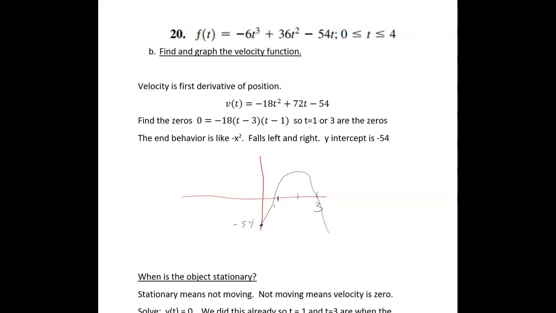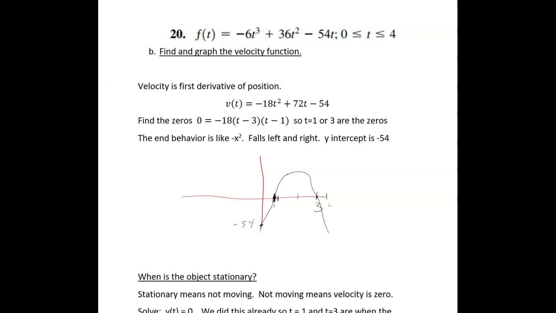I go around, I cross at 3. I'm going to cheat a little and make that my 1. But you can see it goes about like that. But what's important is that I can see that this is at 1 and this is at 3 of my zeros. And anytime this graph is below the x-axis, it's negative. Anytime it's above, it's positive.